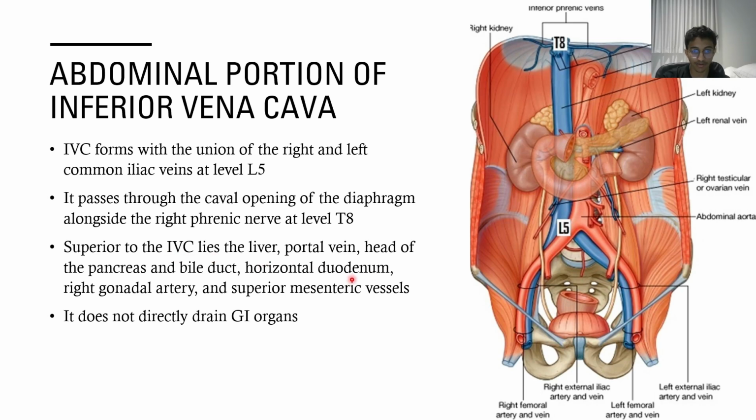Now, I'm sorry, anterior to the inferior vena cava lie the liver, portal vein, head of the pancreas, and the bile duct. The horizontal part of the duodenum, the right gonadal artery, and the superior mesenteric artery. This should be anterior, not superior. And it does not directly drain the GI organs. The GI organs drain into the hepatic portal circulation, and through the portal vein, it drains into the inferior vena cava.